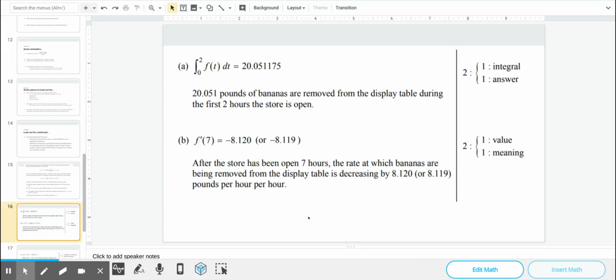All right. And then finally, your units, which are very important, pounds per hour, right? So this is your second derivative. It's pounds per hour squared or pounds per hour. Hopefully that makes sense as to why you did that. If not, let me know.